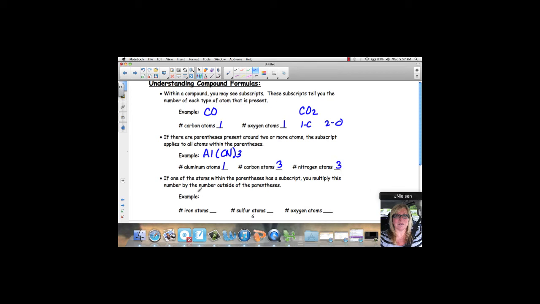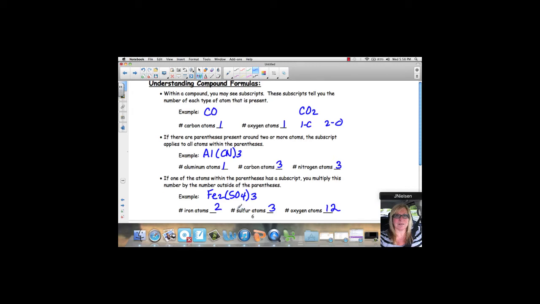And lastly, if one of the atoms within the parentheses has a subscript, you multiply this number by the number outside the parentheses. So in the example, Fe2(SO4)3, which is iron(III) sulfate, I have 2 iron. Sulfur, I have 1, but there's 3 of them, times 3 is 3. My oxygen, I have O4, so there's 4 oxygens here, times 3, so I have 12.